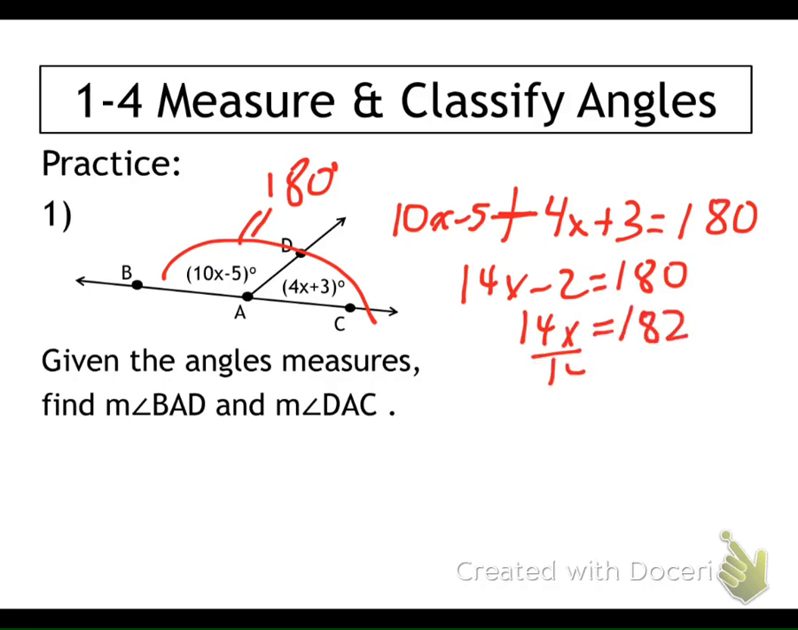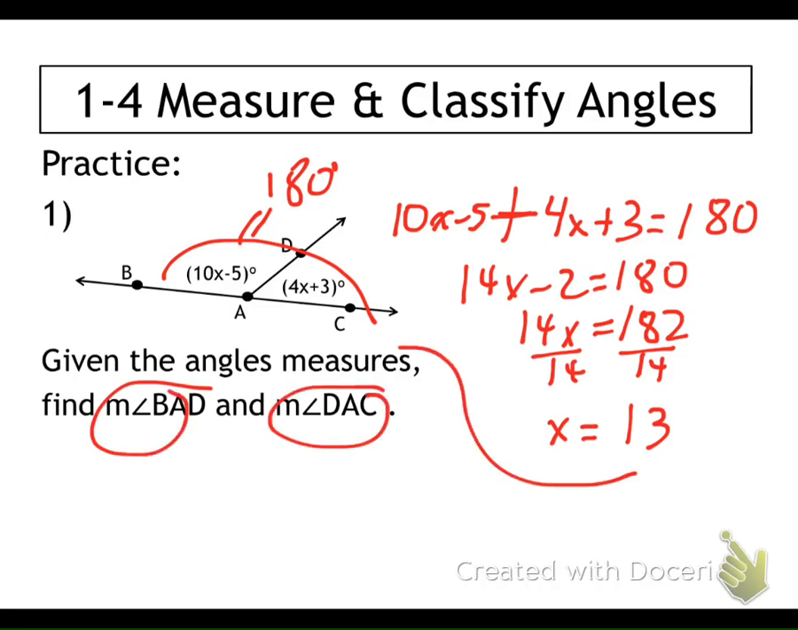Now we're going to divide by 14. When we divide 182 by 14, we get 13. So 14 goes into 18 once, then you get 42. 14 times 3 is 42. We're not done yet. We need to find the angles of BAD and DAC. So then plug in your answers right here.